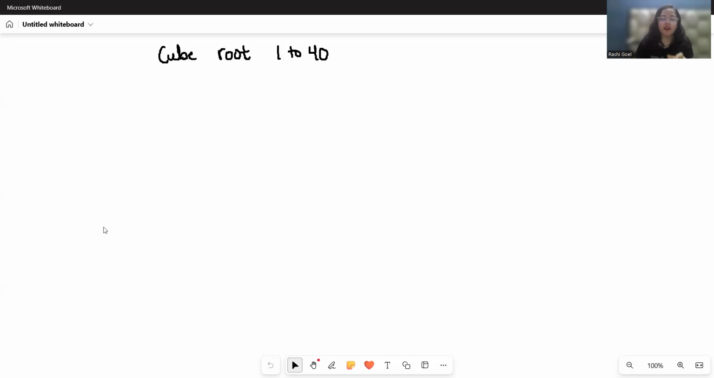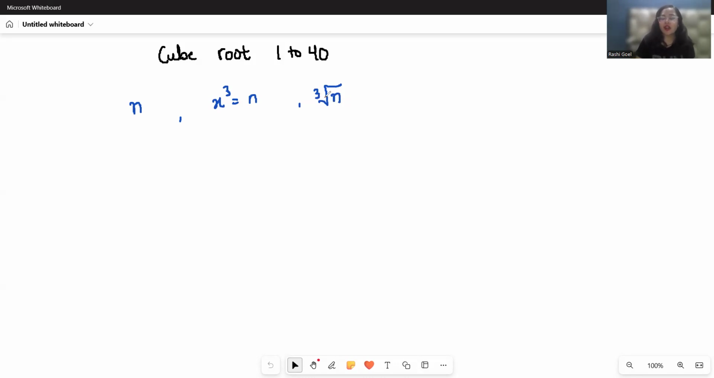Perfect cubes are powerful tools in maths, physics, 3D scaling, volume calculation, etc. So we will learn cube roots of 1 to 40, distinguish between perfect versus non-perfect cubes, and explore methods to approximate them. So what is a cube root? A cube root of a number n is a number x such that x cubed is equal to n. It is noted as the cube root of n.